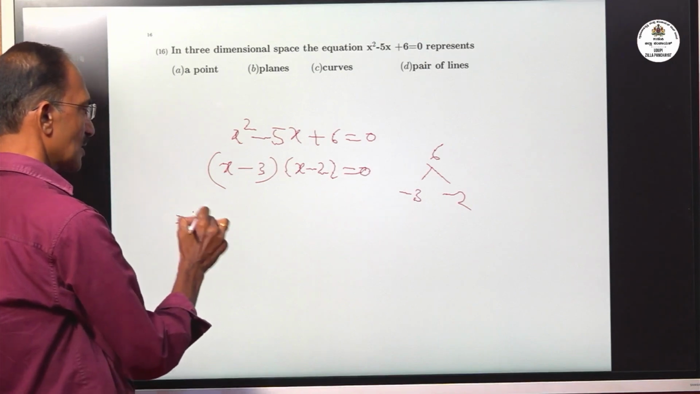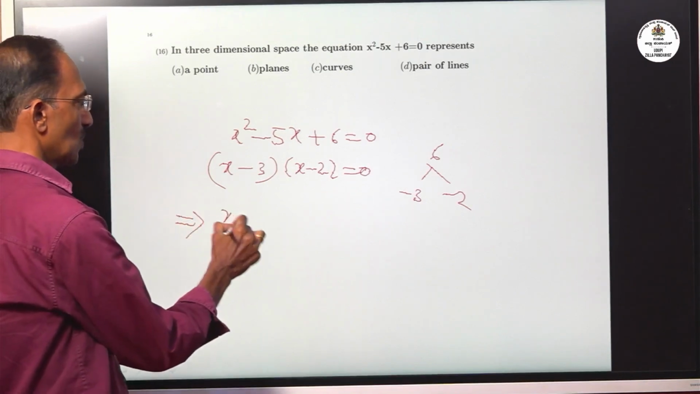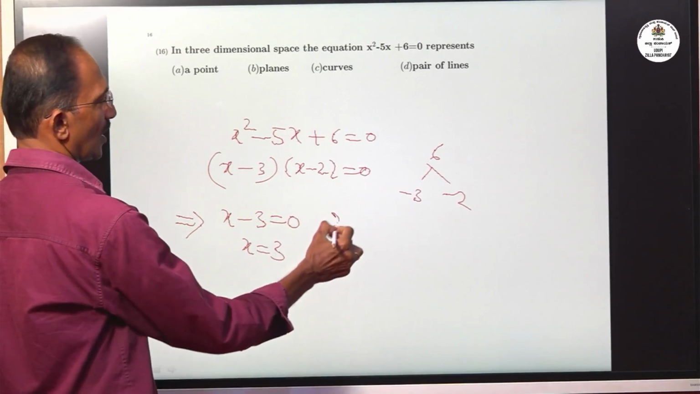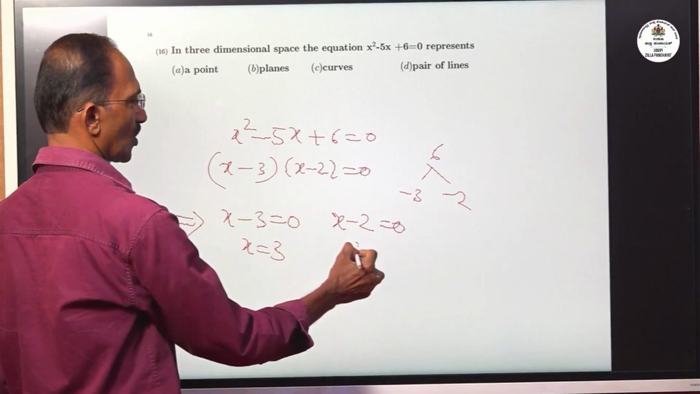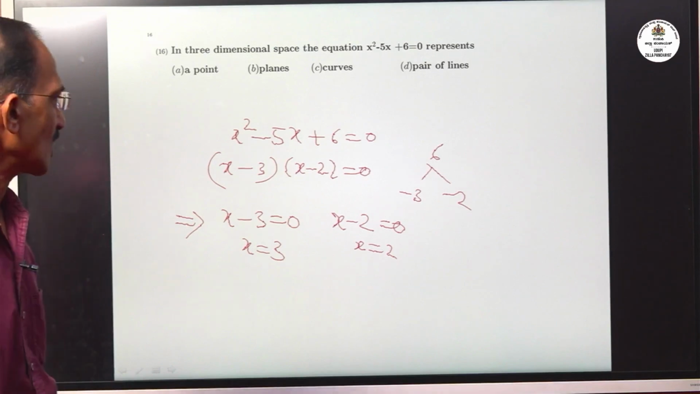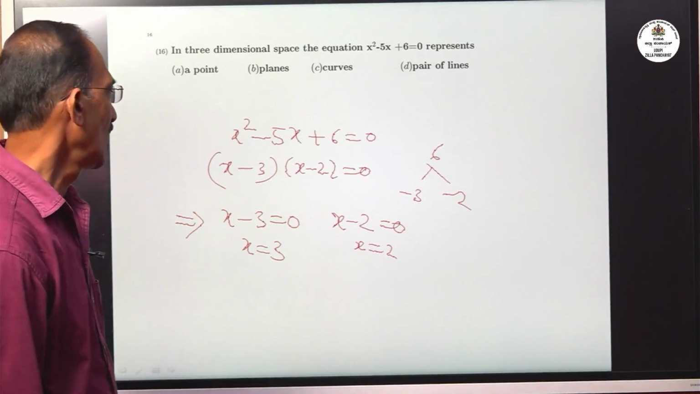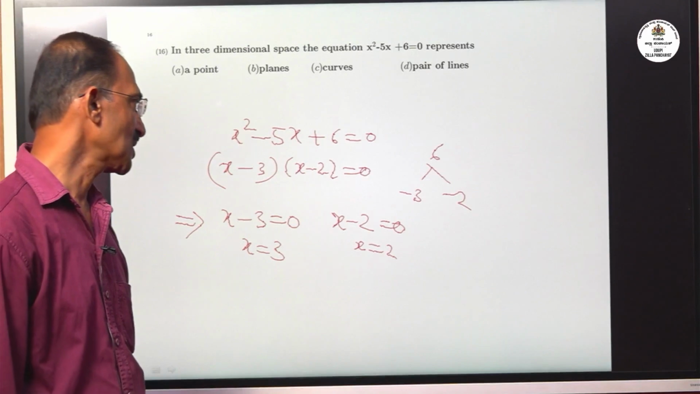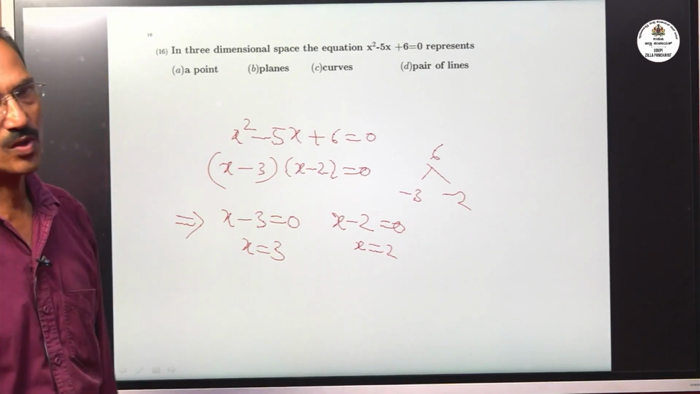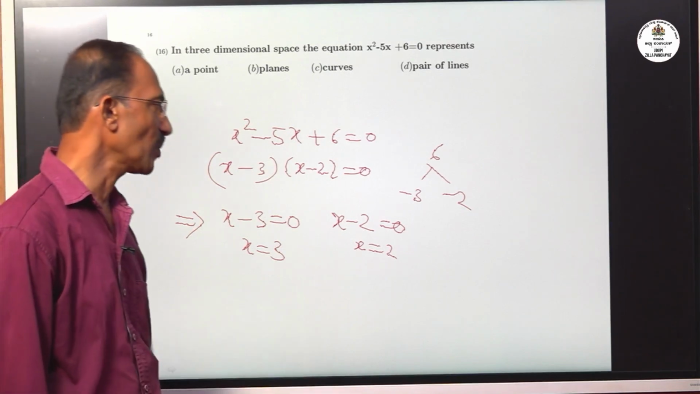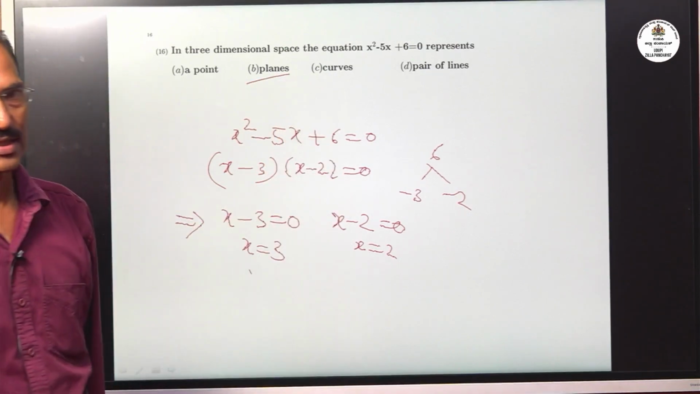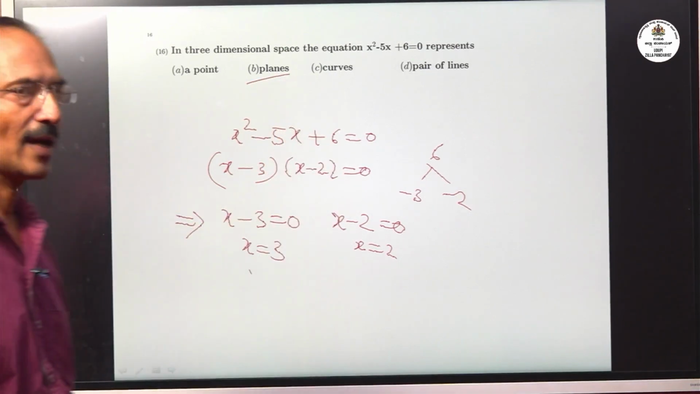So this implies x minus 3 equals to 0, or x equals to 3, or x minus 2 equals to 0, or x equals to 2. So what is x equal to 3 in three-dimensional space? x equal to 3 is a plane which is parallel to the zy plane, and x equal to 2 is also similarly parallel to the same plane. So this equation represents two planes, that is x equals to 3 and x equals to 2.